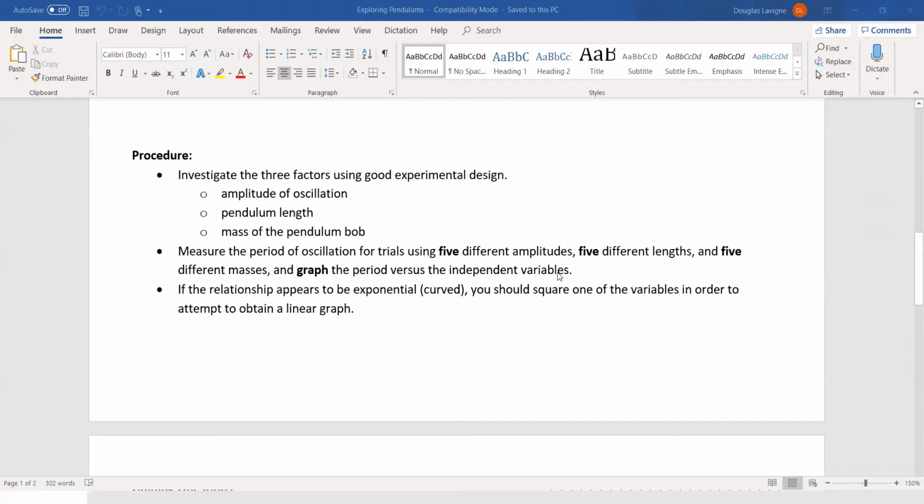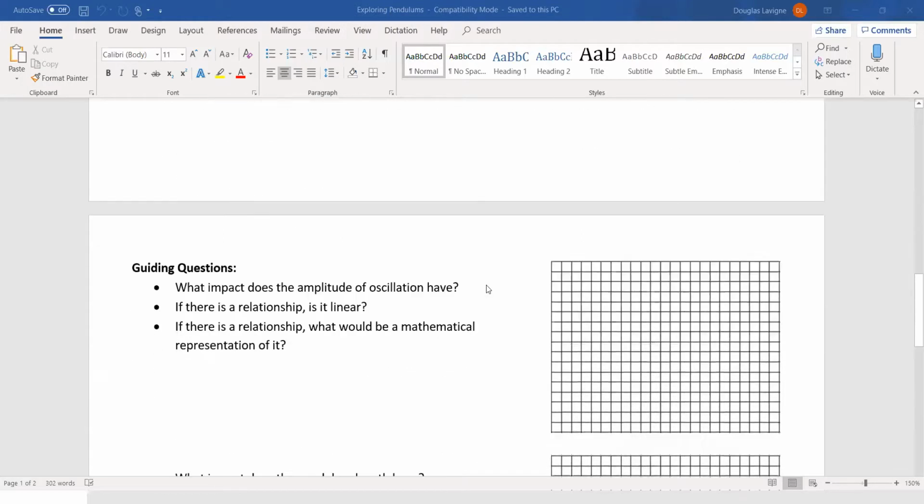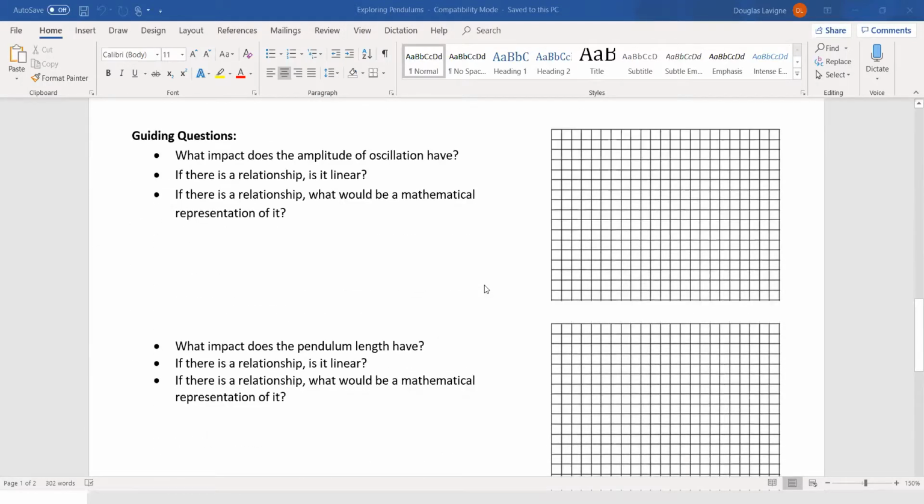The other variables are amplitude, length, and mass. All right, so we're measuring on our chart the period, capital T. If the relationship appears to be exponential or curved, you should square one of the variables in order to attempt a linear graph. See if we can figure out what the relationship is. Is there a linear or squared relationship?